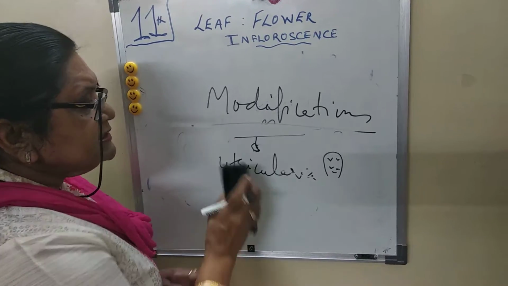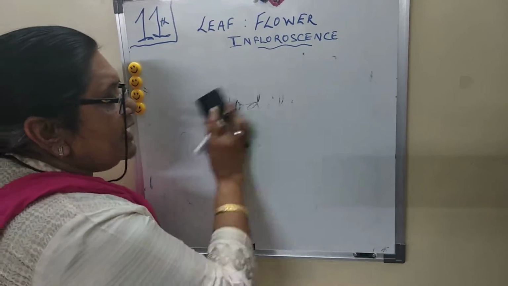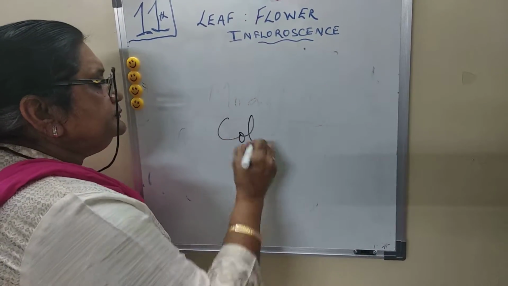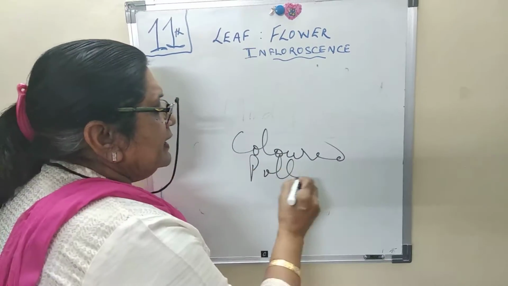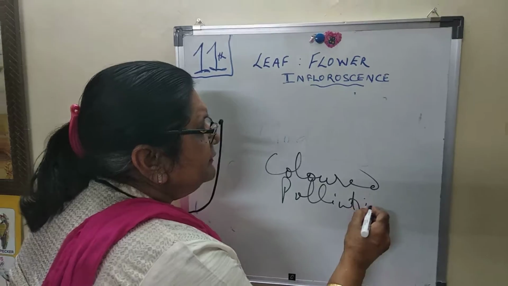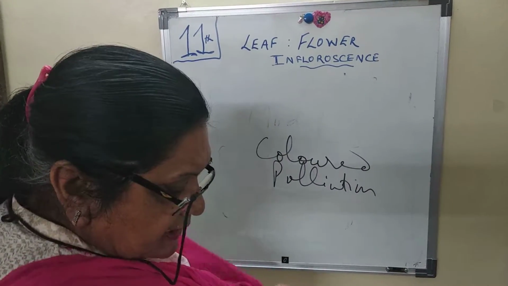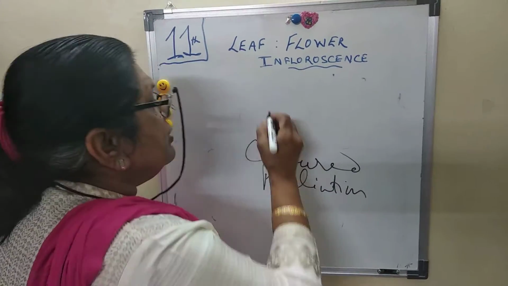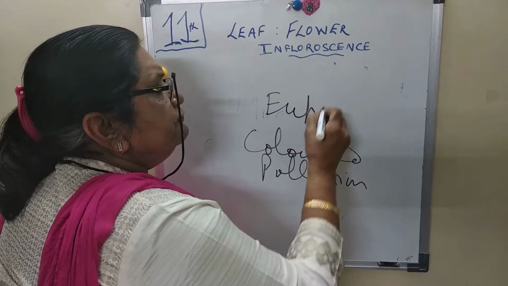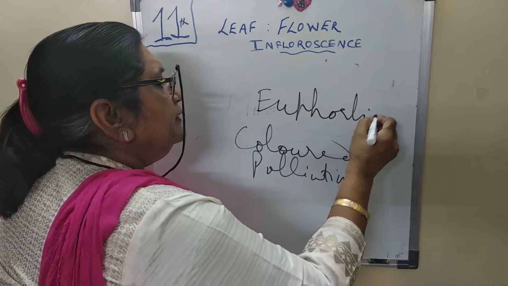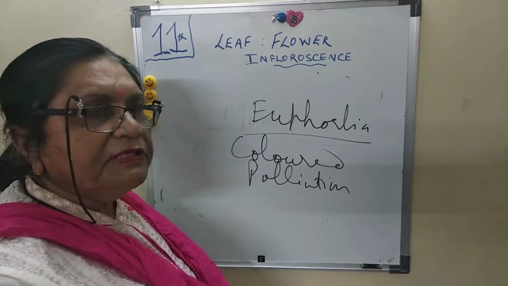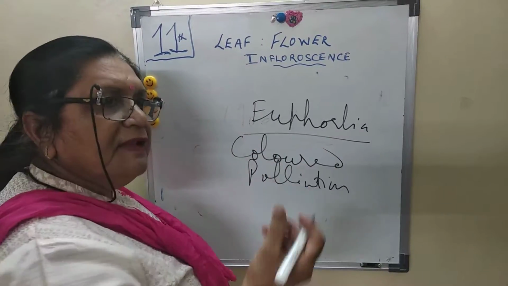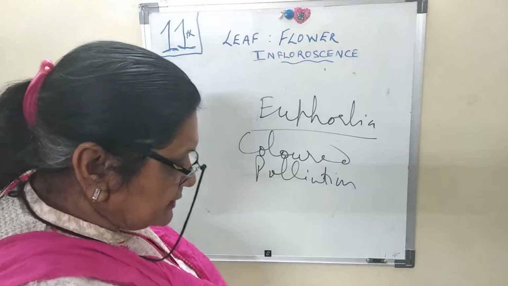Sometimes in certain cases some leaves are also colored and they take part in pollination. They are colored leaves. That is another secondary function of colored leaves. A common example is Euphorbia, quite a common weed in the garden. So the colored leaves help in pollination or dispersal.